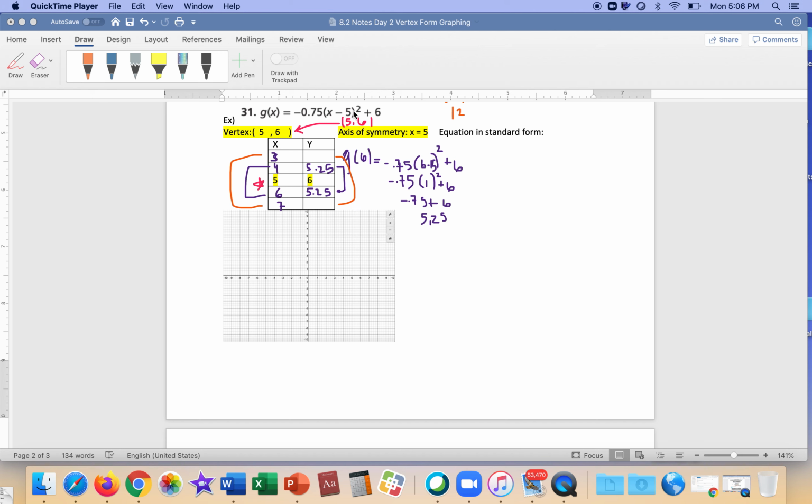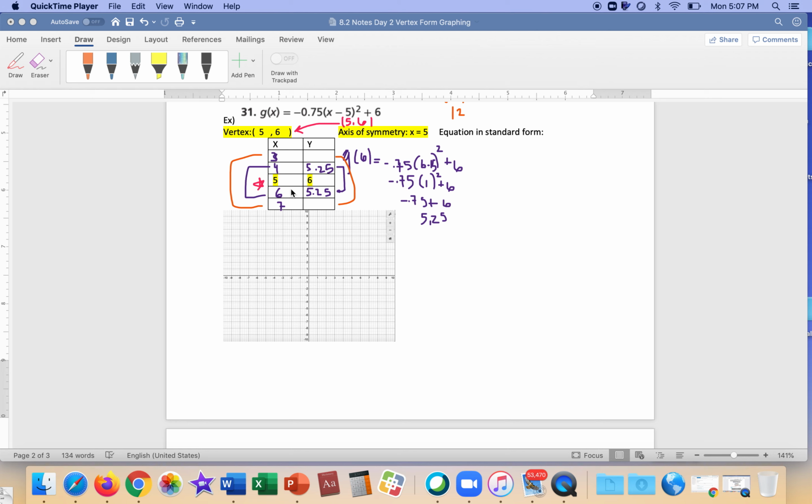We again said before that the vertex is the opposite of what's inside, 5, and the number on the right, 6. The axis of symmetry is the x part of the vertex, so x equals 5. So I put the vertex in the center of a table. I just picked some points that are equidistant. One to the left was 4, another to the left was 3, one to the right is 6, another to the right is 7.